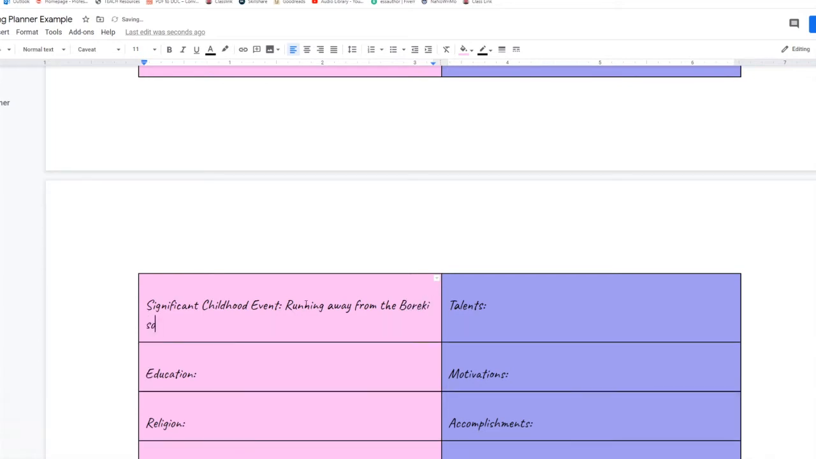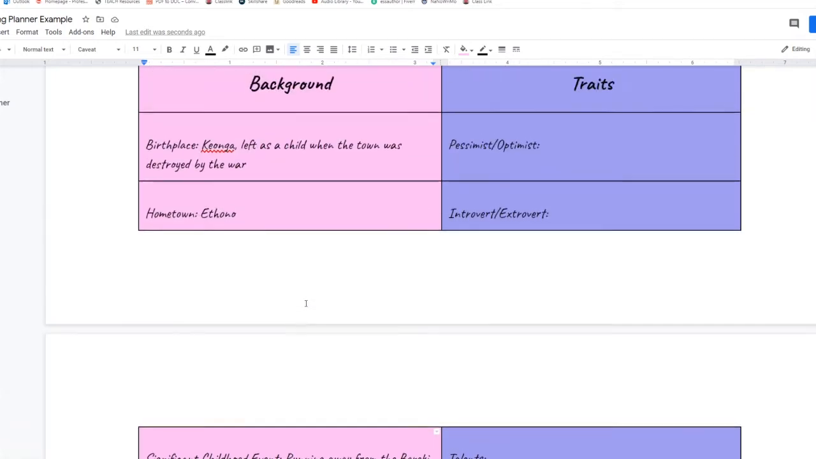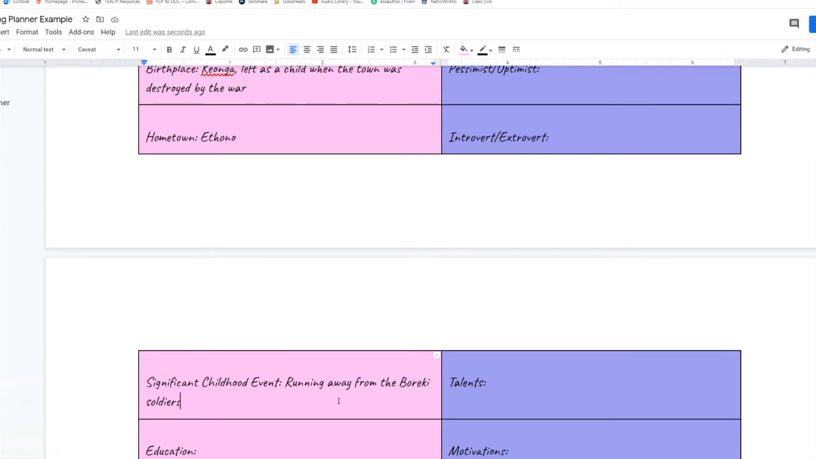Alright, the next section is significant childhood event. So what is significant for your character's childhood doesn't have to be some big crazy thing, but it can be as well. So for her, it's obviously going to be her running away from the Bareki soldiers, who were the ones who were attacking her birthplace town, and the fact that she had to flee. But something that might be a significant childhood event for your character could be a positive thing too.